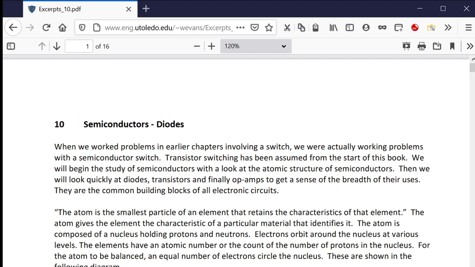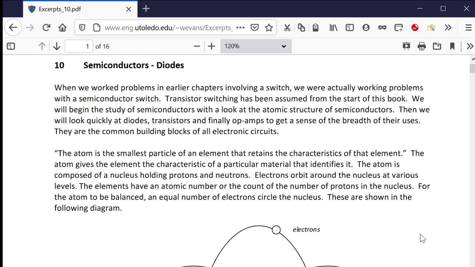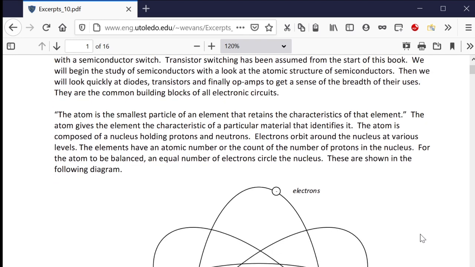And we had a lab with a semiconductor. We had a lab with a diode, and hopefully that gave you a little bit of an idea of what the diode is about. But anyway, we're going to talk a little bit about it, and we're going to talk a little bit about the physics of semiconductor devices.